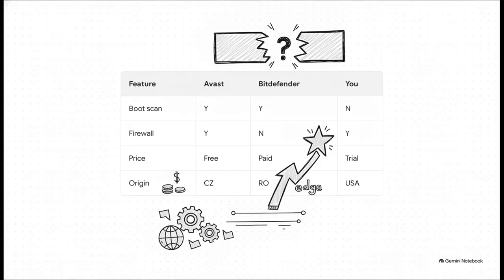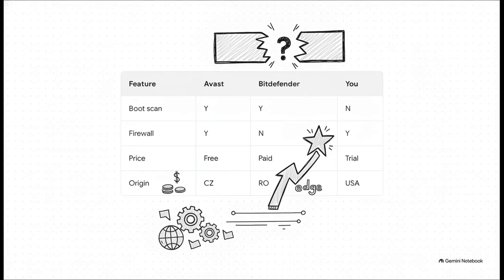Looking at this antivirus example, check out the boot time scan row. Both Avast and Bitdefender say Y, but your project says N. Right there is your gap. But then, drop down to the firewall row. Bitdefender says N, and you say Y, giving you a really clear edge.